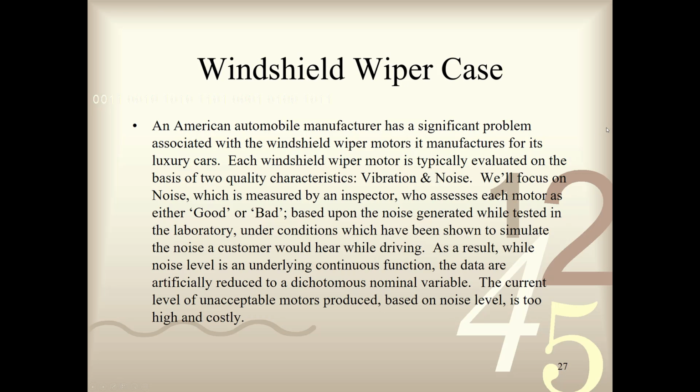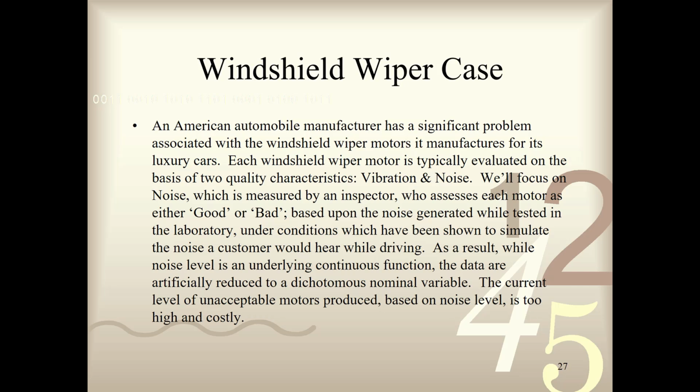Okay, so this is kind of wordy, but bear with me. An American car manufacturer has a significant problem associated with windshield wiper motors. Each windshield wiper motor is typically evaluated on the basis of two quality characteristics, vibration and noise. We'll focus on noise, which is measured by an inspector who assesses each motor as either good or bad, based upon the noise generated while tested in the lab under conditions which have been shown to simulate the noise a customer would hear while driving. As a result, while noise level is an underlying continuous function, the data are artificially reduced to a dichotomous nominal variable. The current level of unacceptable motors produced based on noise level is too high and costly.